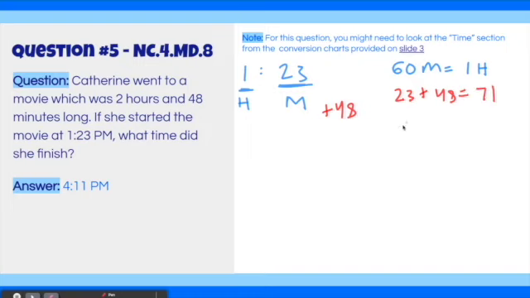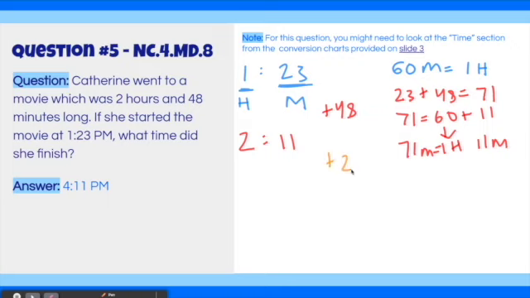So 71 minutes is basically 60 plus 11, and the reason I said that is because 60 minutes is 1 hour, and 11 minutes is 11 minutes. So 71 minutes is equal to 1 hour and 11 minutes. So then, basically, you're going to add a 1 to the hours place, and you'll be left with 2:11. So 11 will be the minutes. Okay, now we know the movie was an additional 2 hours long, so we're going to add plus 2 hours. And we're just going to add the 2 to the hours place, and when you do that, you'll be left with 4:11 p.m. And so that's the time the movie finished.